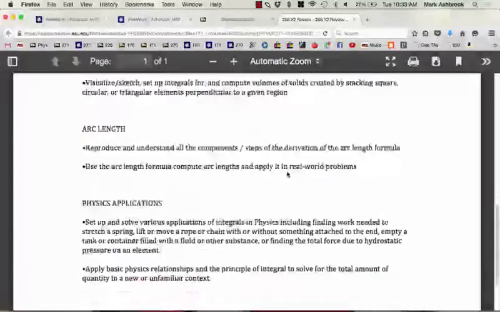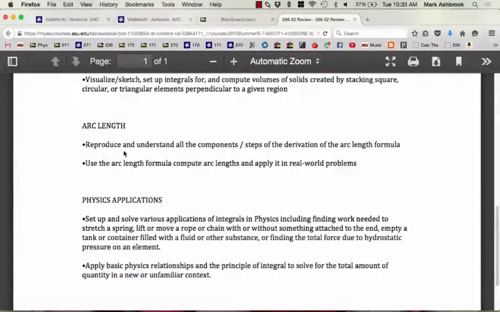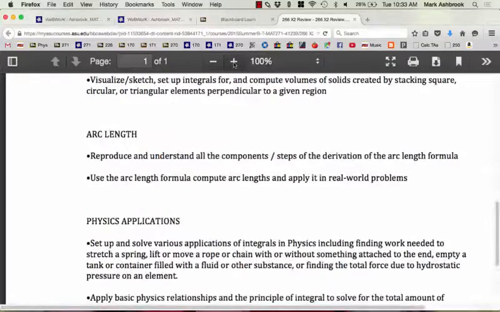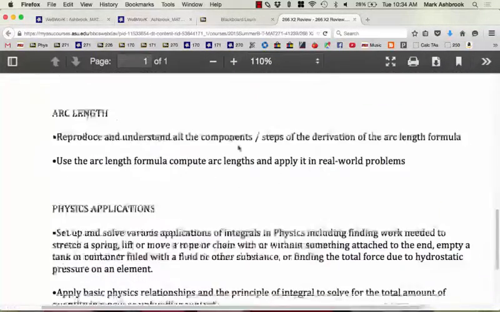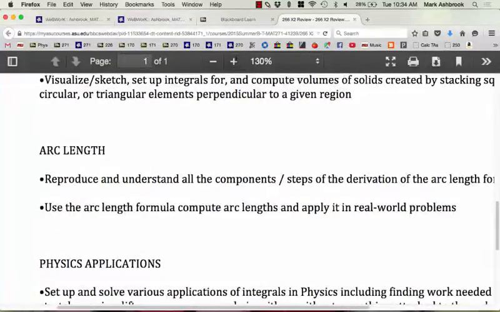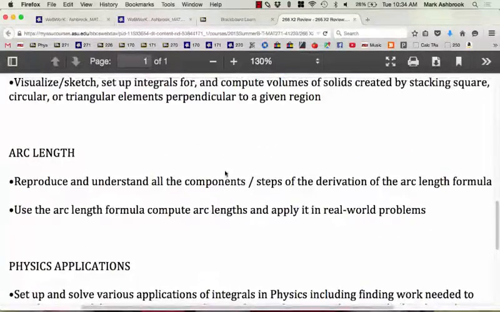For the arc length, let me point out that you should be able to reproduce and understand all the components and steps of the derivation of that formula. That's clearly on the video. I said that on the video. So make sure that you understand that derivation as well as be able to apply it. If you skipped over that when you watched the video, you need to go back and study that. Be able to just do it by yourself. That's very attainable. It's not difficult, and it's a very worthwhile exercise.